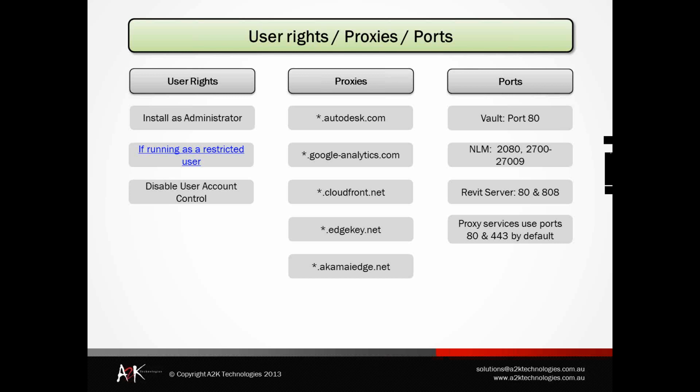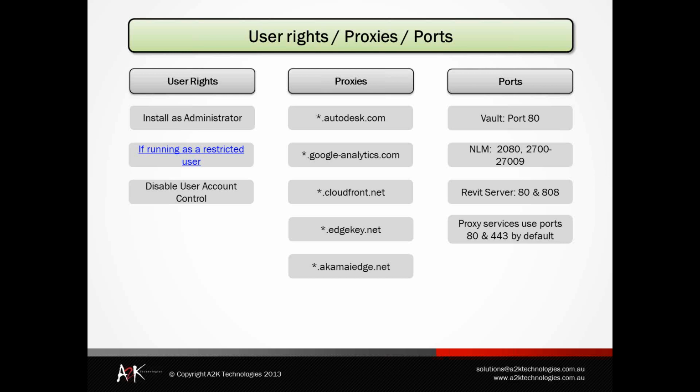Some of the proxies that you want to make sure you have allowed through your proxy server are listed there. And we also have a list of ports there. So Vault likes to use port 80. Make sure these ports are open in your firewalls. Other programs, such as Skype, can use port 80 and cause issues with Vault. So just be aware of that.